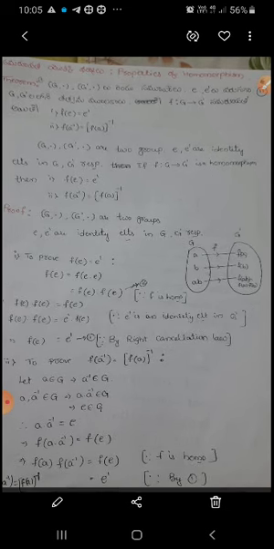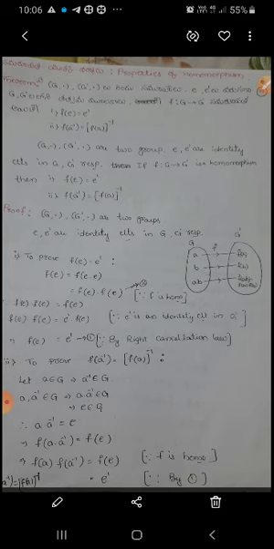(G, ·) and (G', ·) are two groups. e and e' are the identity elements in G and G' respectively. If f: G → G' is a homomorphism, then first, f(e) = e', and second, f(a^-1) = (f(a))^-1.